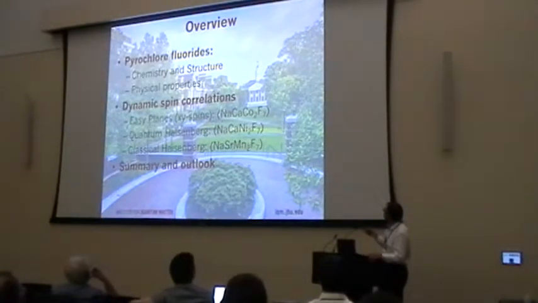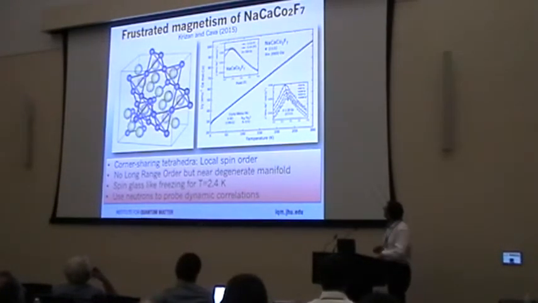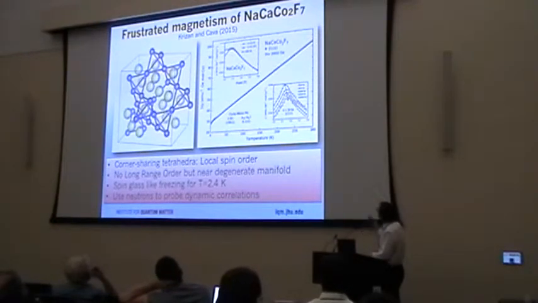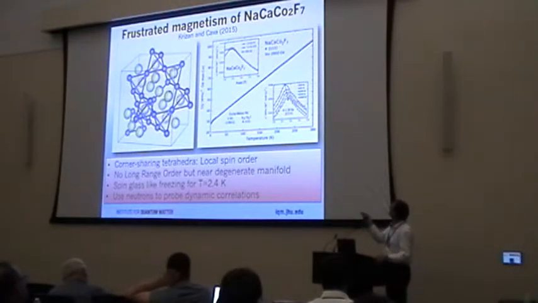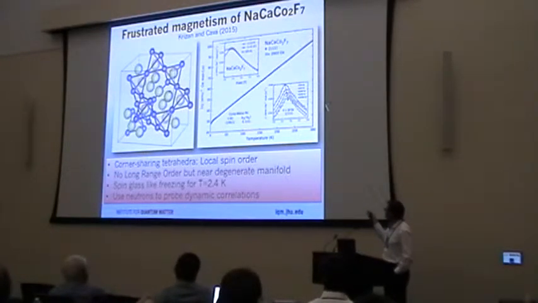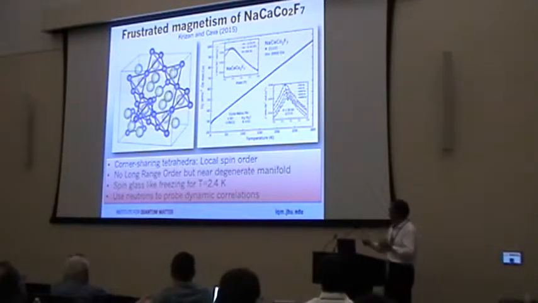Okay, so now I'm going to look at the individual compounds. The first easy-plane system, sodium calcium cobalt fluoride, shows the low temperature freezing phenomenon that you see either by bifurcation of zero field cool and field cool, or in AC susceptibility. And the freezing temperature is 4 Kelvin. There's not a long-range order, but there's basically a kind of condensation of the gamma 5 state of the XY antiferromagnet into a short-range order configuration.